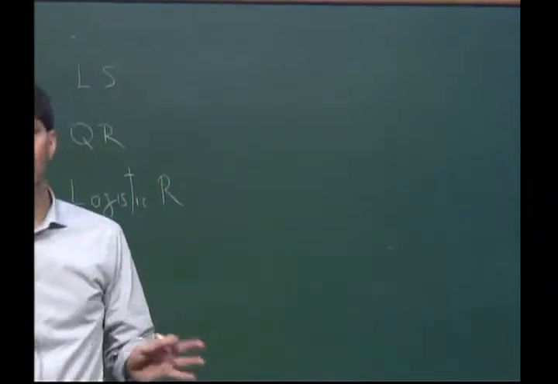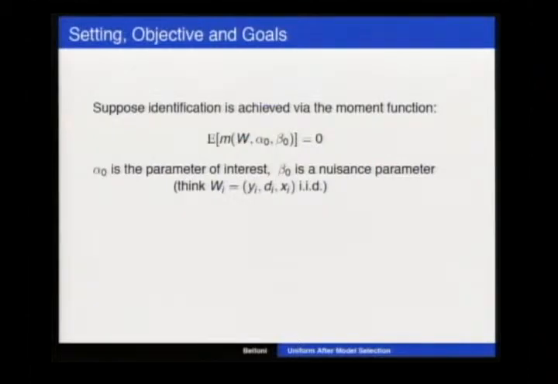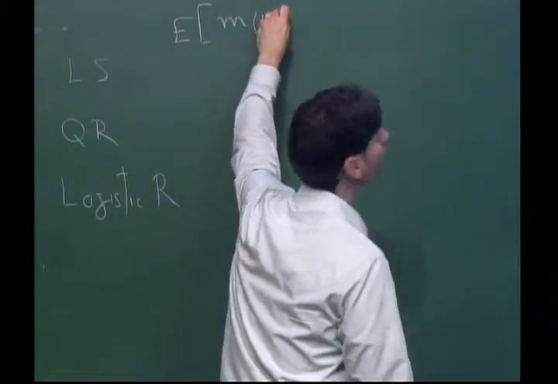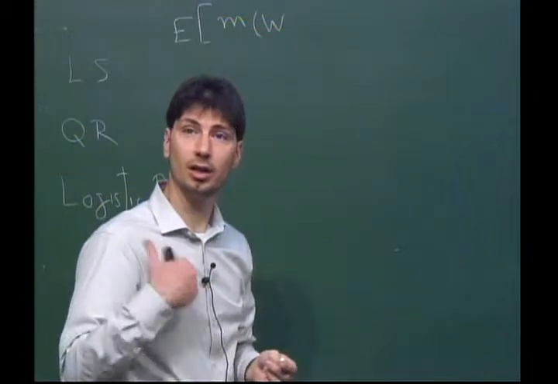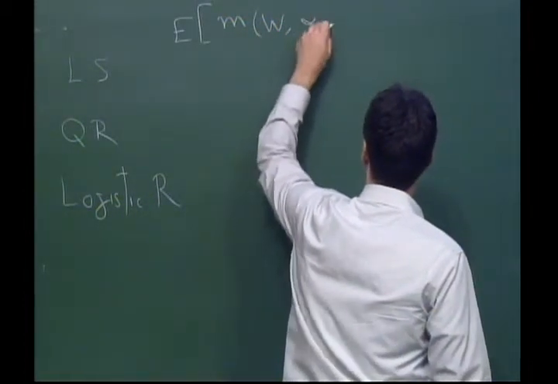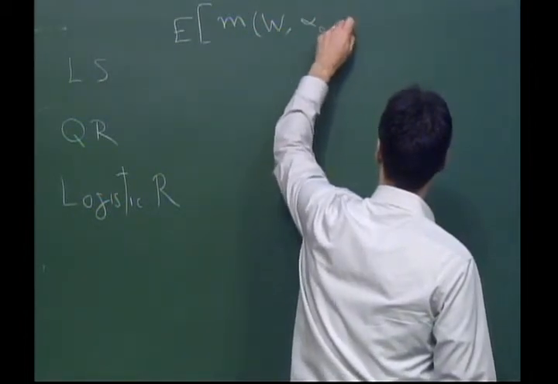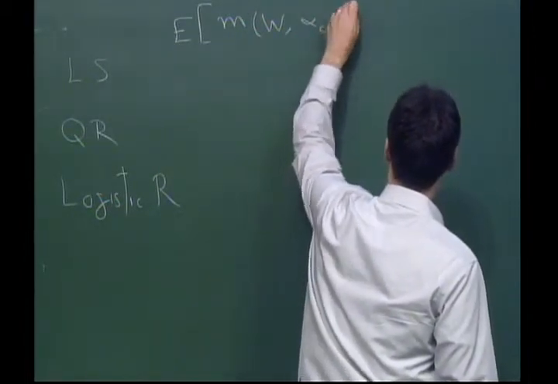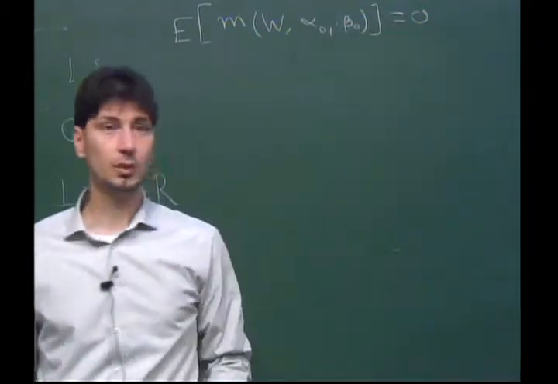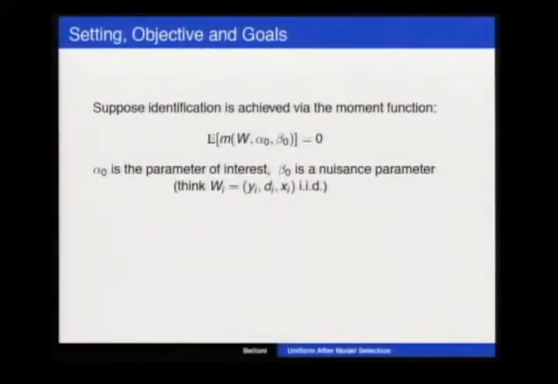So generally, I want to estimate alpha naught, and I have this identification equation. The expected value of this moment condition, where W is the data, so it's like X, Y, and D, when I evaluate it with this function at alpha naught and beta naught, gives me 0. So I can use that equation to identify my problem.